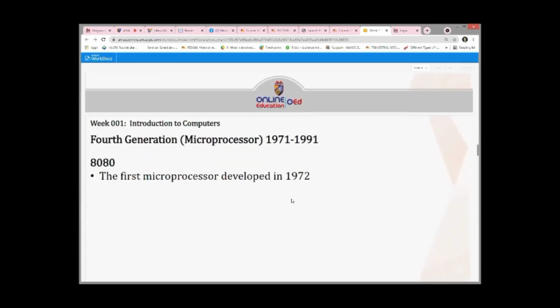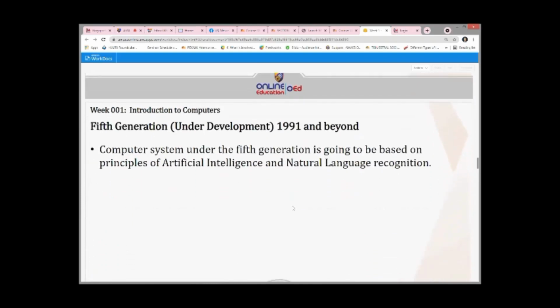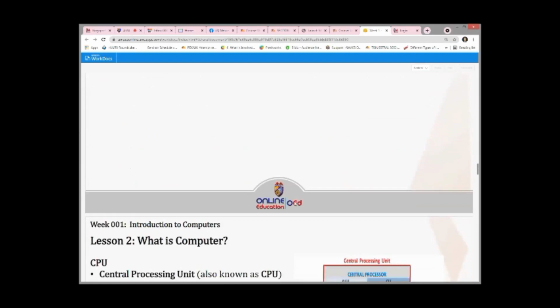And then the fourth generation, we are using the microprocessor, which is 1971 to 1991, but again, this is still used nowadays, in the present. The 8080, or the Intel processor 8080, is the first microprocessor, developed in 1972. And then the fifth generation is still under development, which is about artificial intelligence and natural language recognition. So guys, that's the end of our meeting for today.